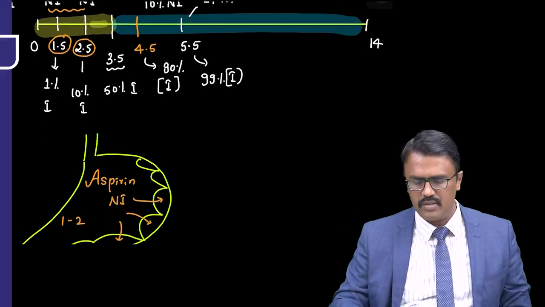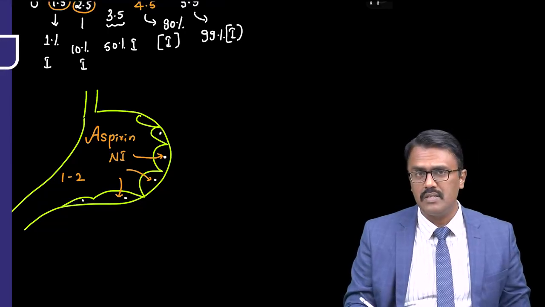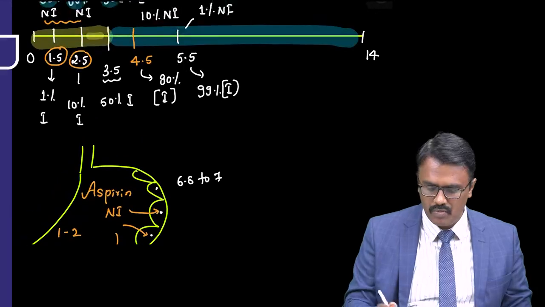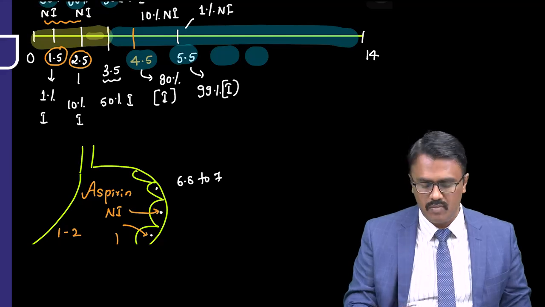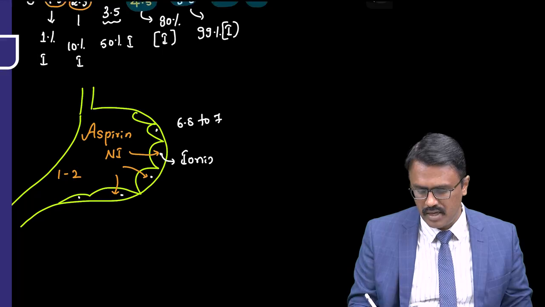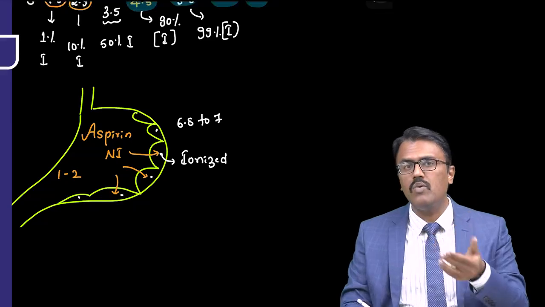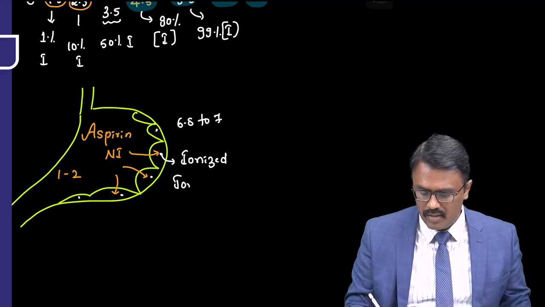Now if you know this idea, tell me, if the aspirin moves inside the cell, what is the pH inside the cell? 6.8 to 7. So if you move from 4.5 to 5.5 to 6, the drug is more and more ionized. So when it enters the gastric epithelium, that is, into the cells, the drug is ionized. Now when the drug is ionized, aspirin cannot move out of the cell easily. So it is called ion trapping.